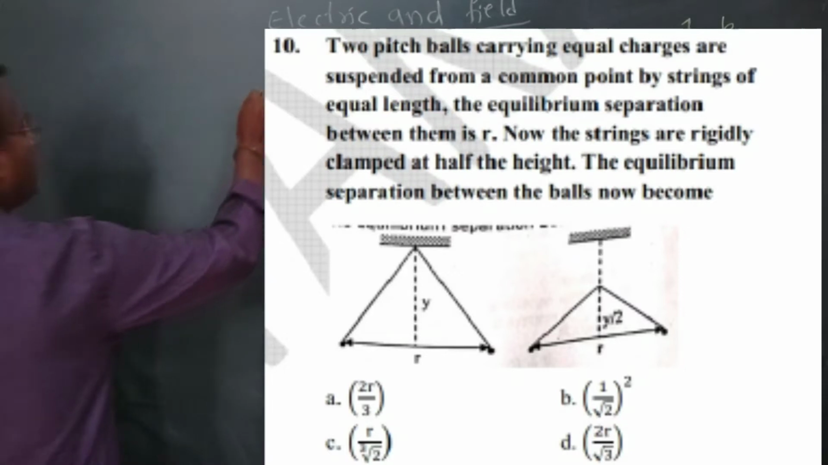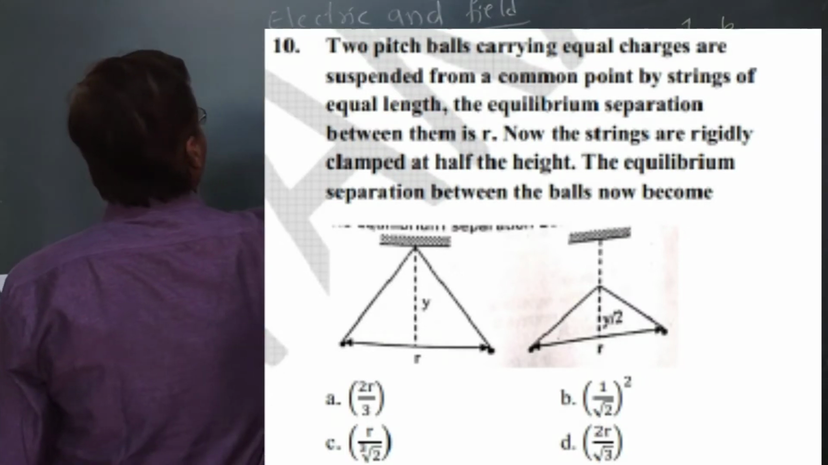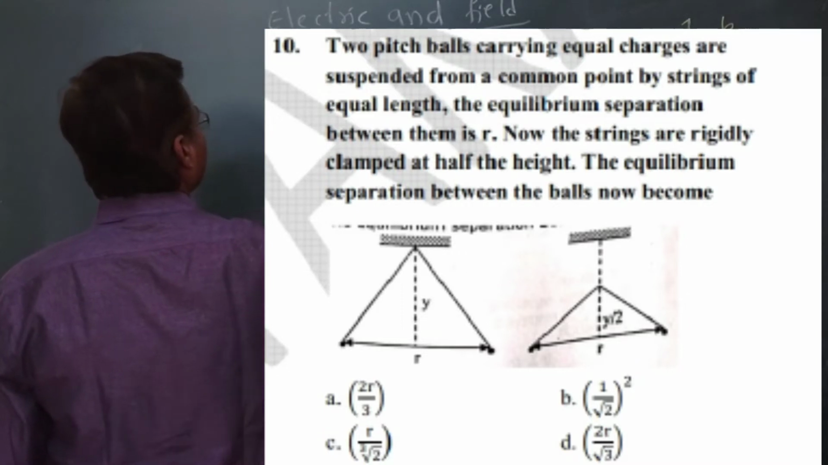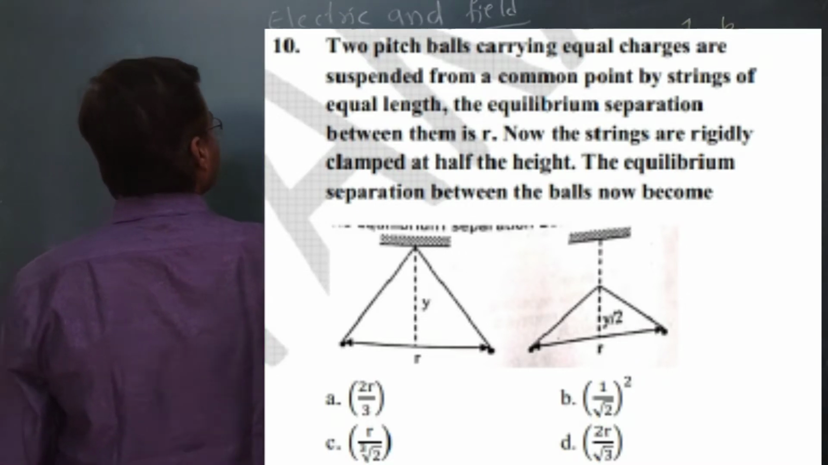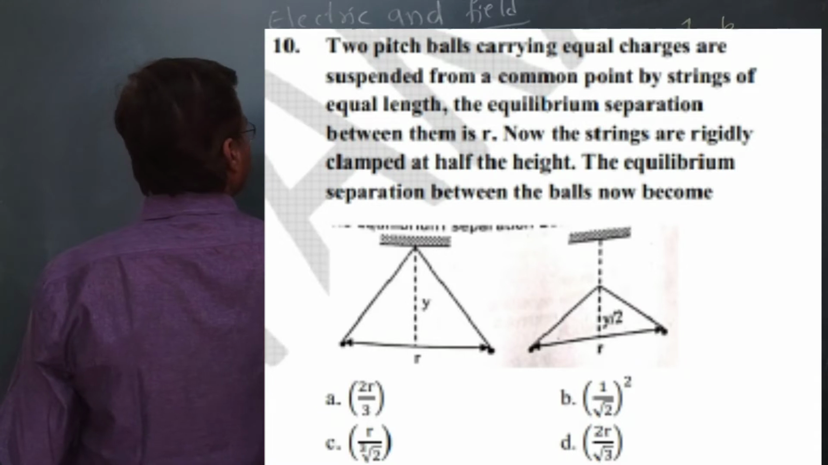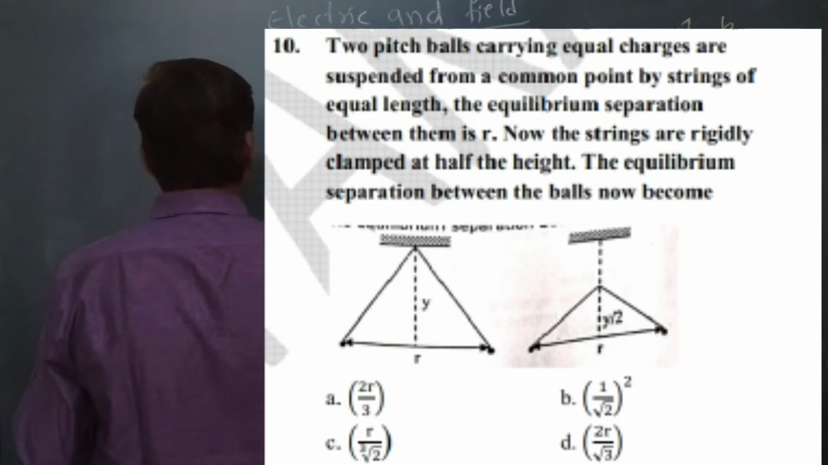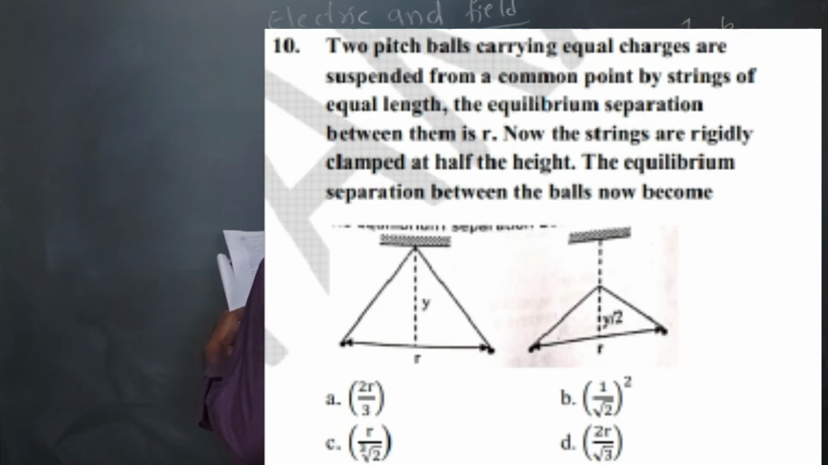So first we are going to see that these are the pith balls. First, it is kept like this way. So this is Y and this is R. Afterwards, they took this one, half of this one, that is Y by 2, Y divided by 2. Okay, this is R.